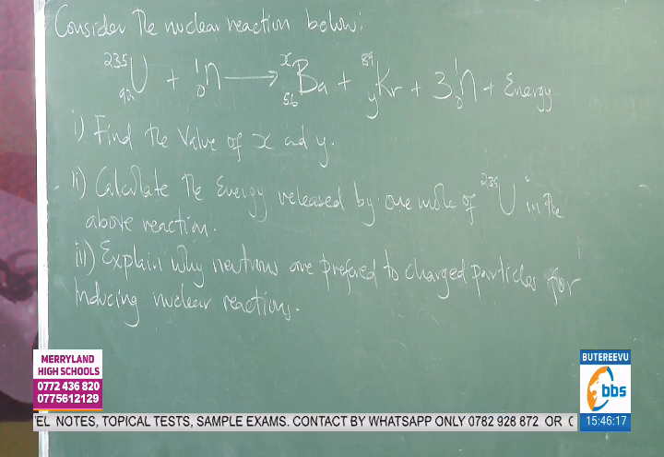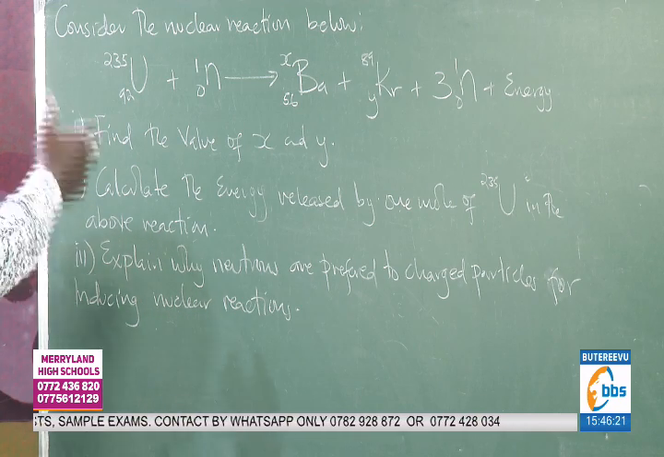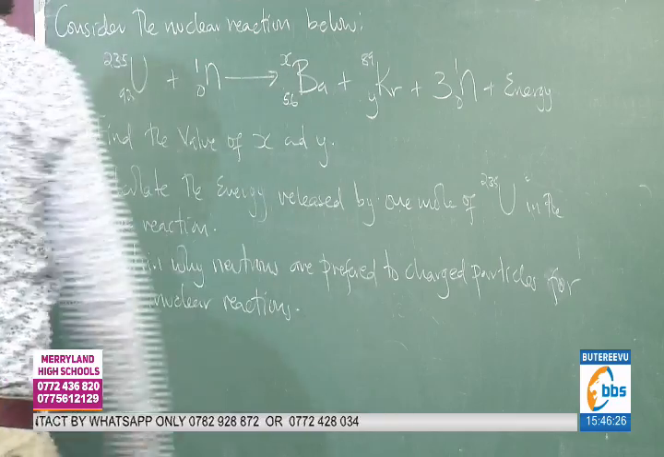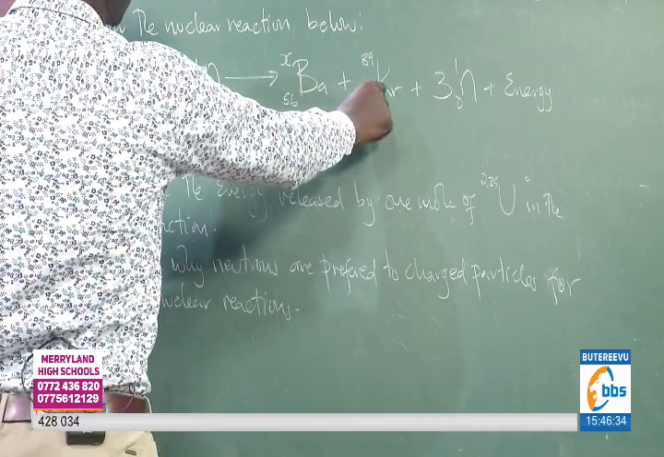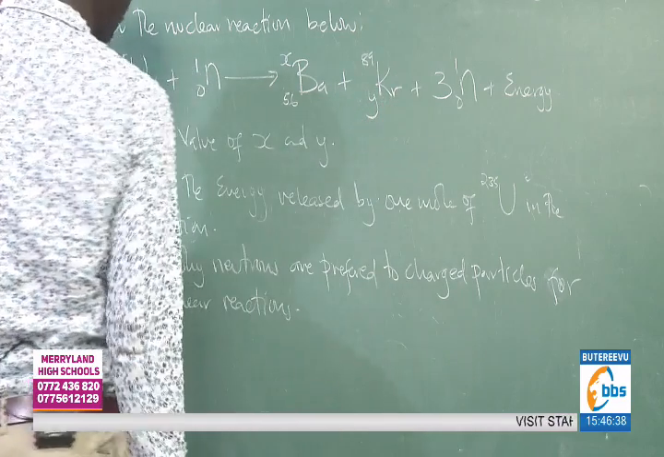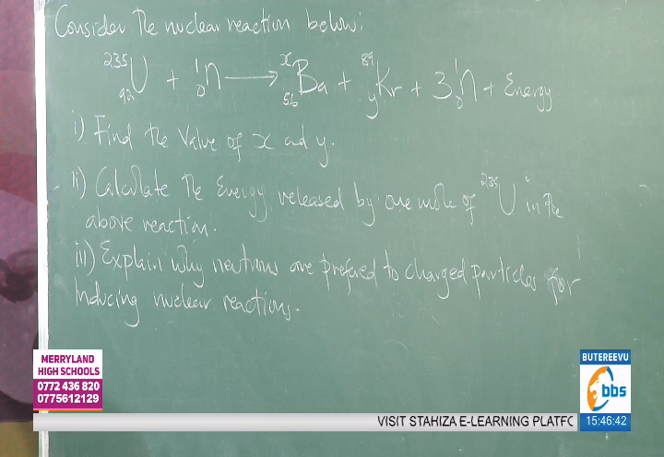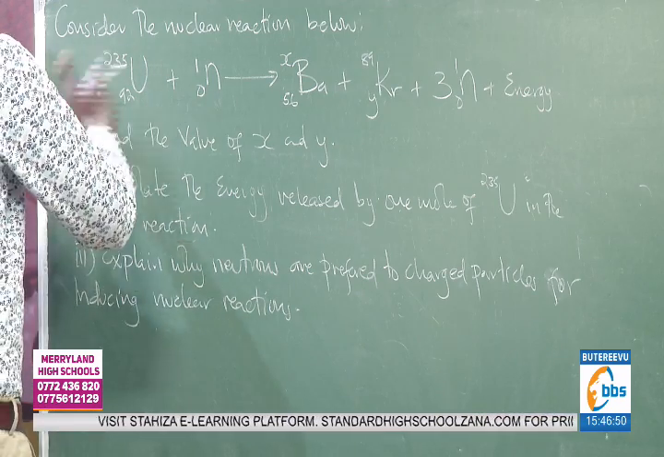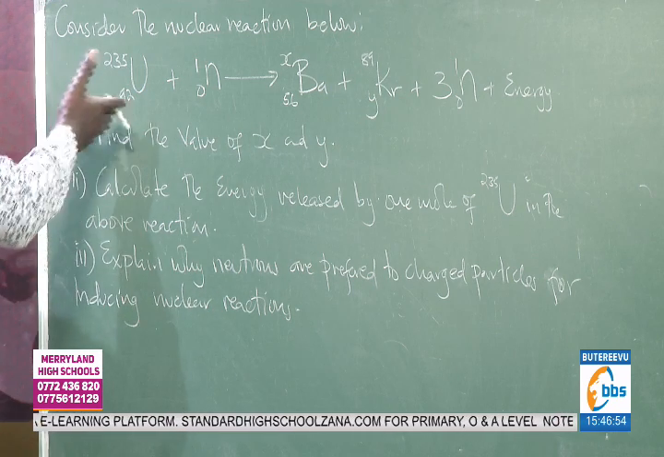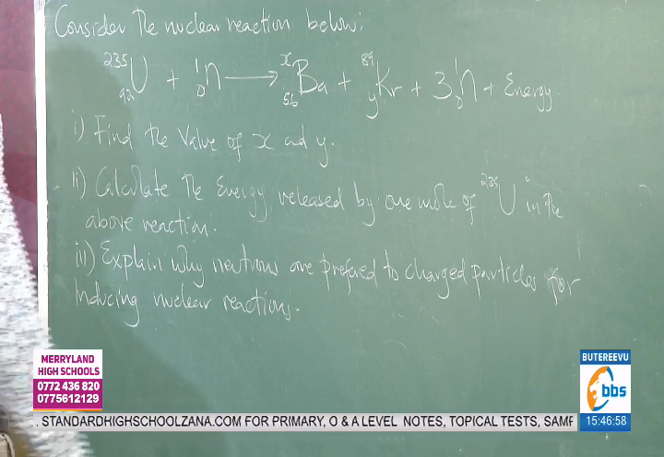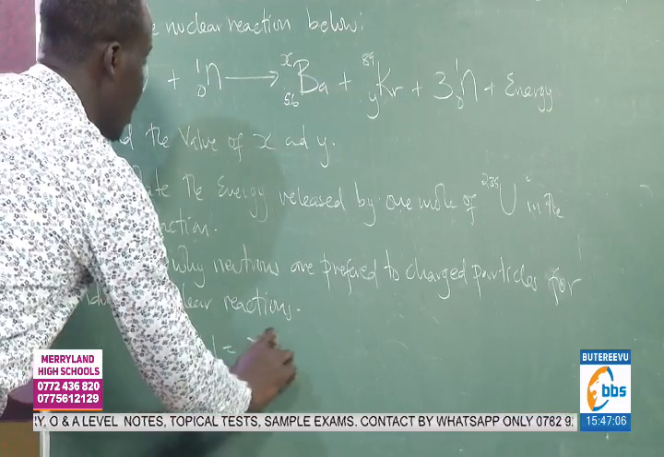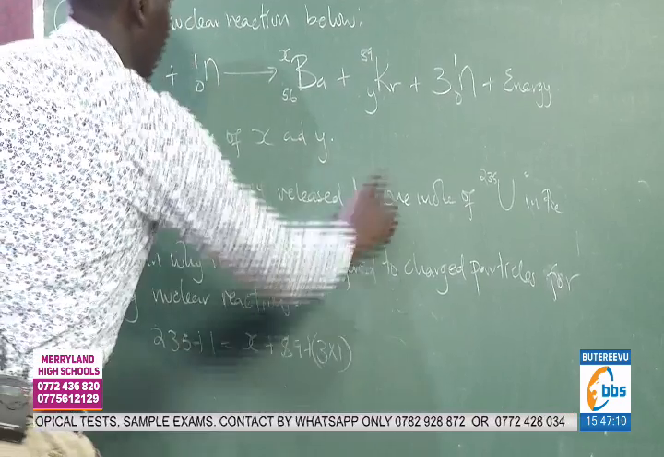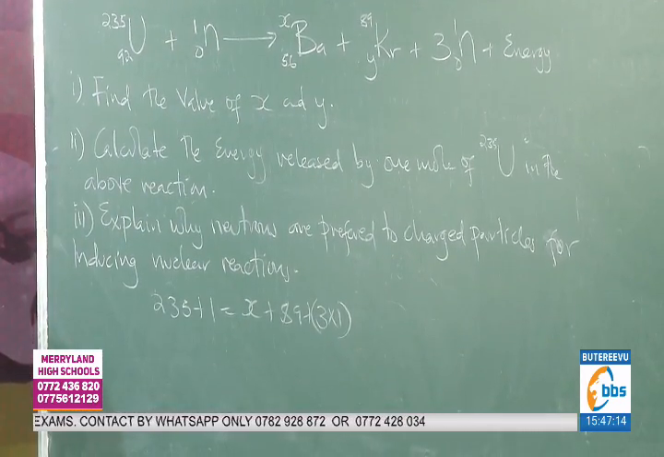So this is my nuclear reaction. I have uranium-235 being bombarded by a neutron, giving me this element, unknown mass number, probably barium. And then we also have this unknown atomic number, and then 3 more neutrons plus energy involved. So find the value of x and y. We know that any nuclear reaction must be balanced. The mass number of the reactants must be equal to the mass number of the products, and the atomic number of the reactants must be equal to the atomic number of the products. So straight away, we have that 235 plus 1 must be x plus 89 plus 3 times 1, because there are 3 neutrons that arise from that nuclear reaction.